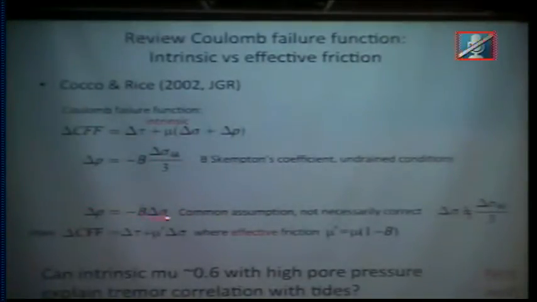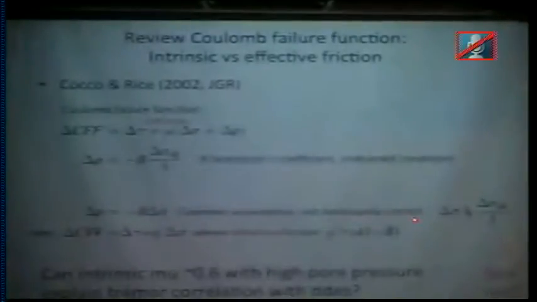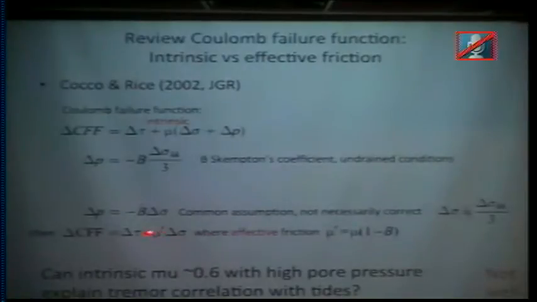However, in contrast to this, a common assumption is that the pore pressure change is this coefficient times the change in normal stress. And this has been a common assumption because it's simpler, but in fact it's not necessarily correct. They are not equal to each other. But if you make this assumption, then the Coulomb stress change looks like this, because you put in this for pore pressure here and you have a normal stress. So it ends up looking like this, and all you can get out is an effective friction, as it turns out.